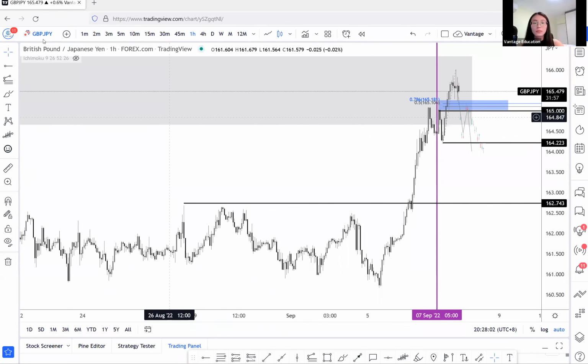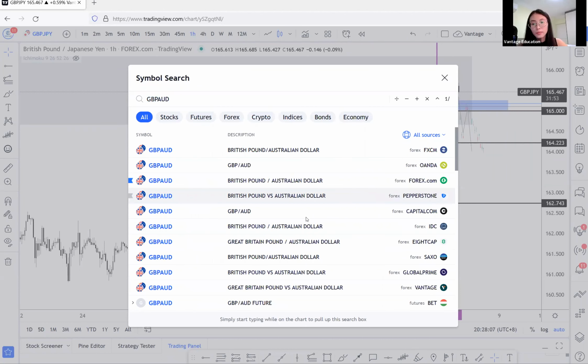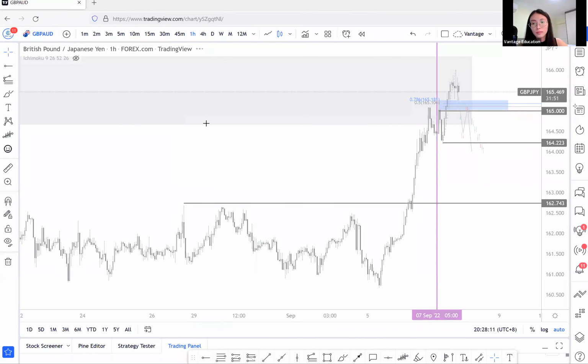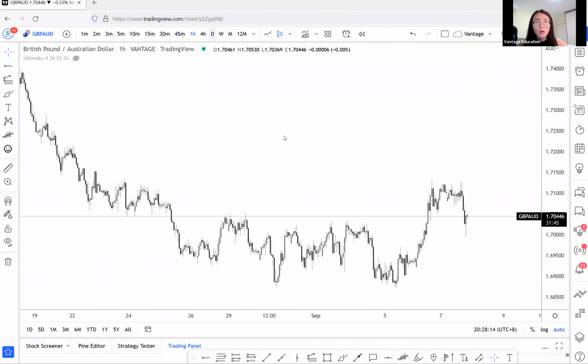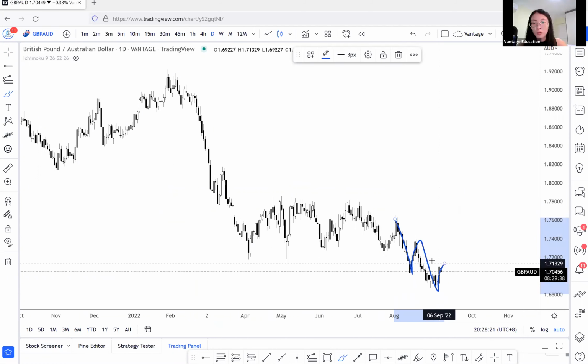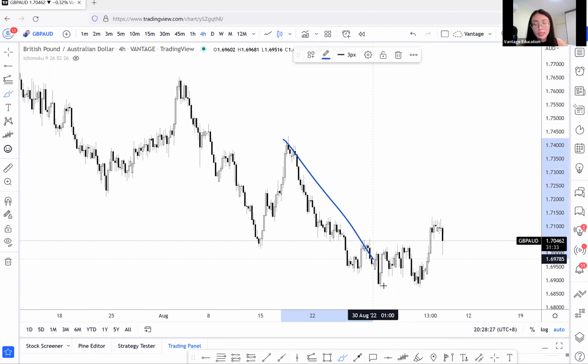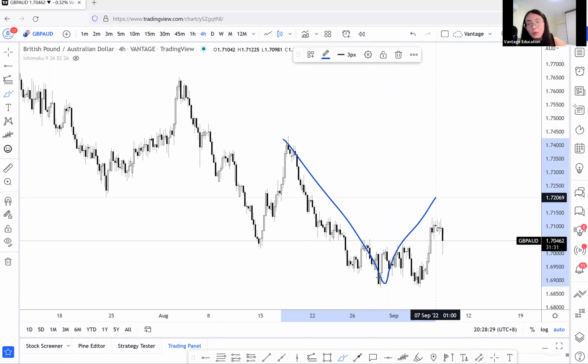So let's take a look at pound Aussie as well. On pound Aussie, you can see on the daily time frame this is currently what we have. In terms of the market structure, you can see price is forming lower lows and lower highs within this region. This is on the daily. If you look at the 4 hours, you can see that currently we are within this leg. This is the last leg, and we're expecting a pullback within this zone.